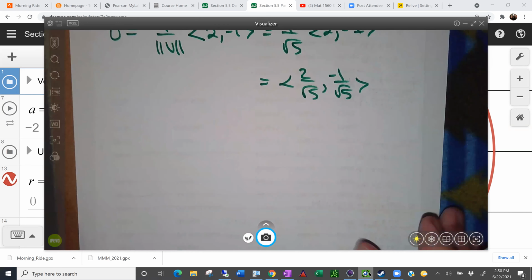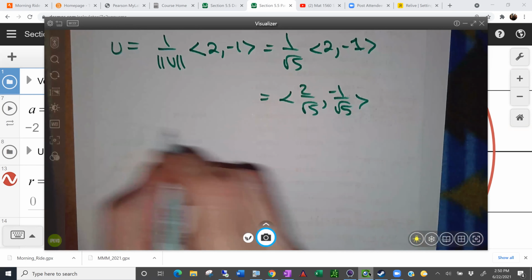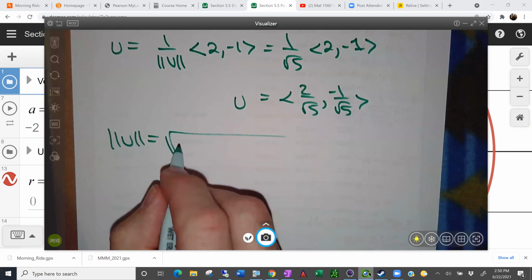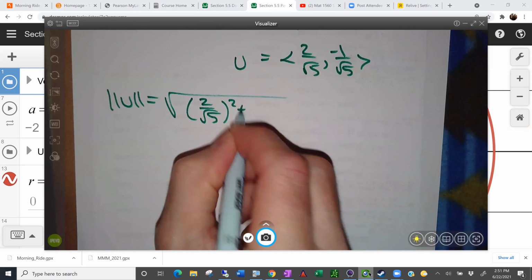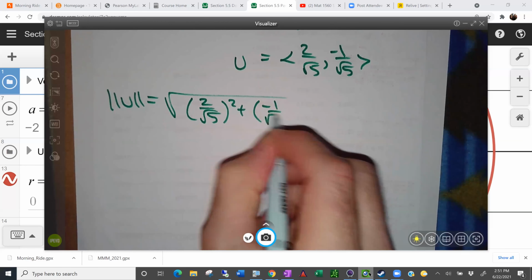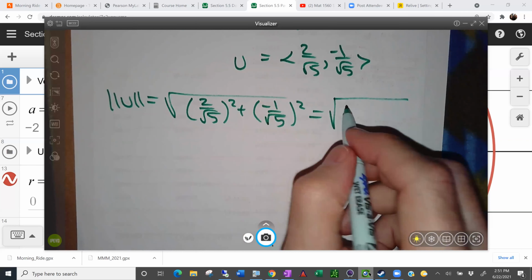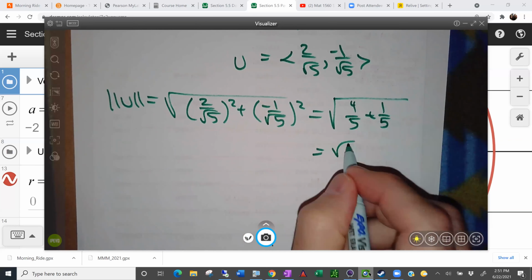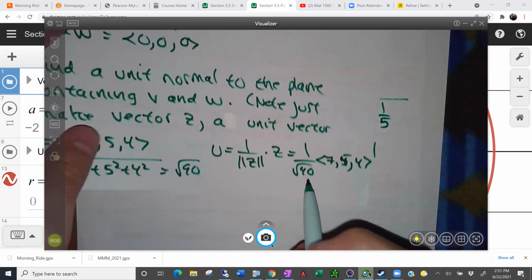Okay. Those both have a unit length, and you can check it. If you check the length of U, it'd be the square root of 2 over square root of 5 squared plus -1 over square root of 5 squared. That would give me 4/5 plus 1/5. Add them together, I get the square root of 1. So it has unit length. Oh, okay. Yep, I see it now. Same thing's happening here.